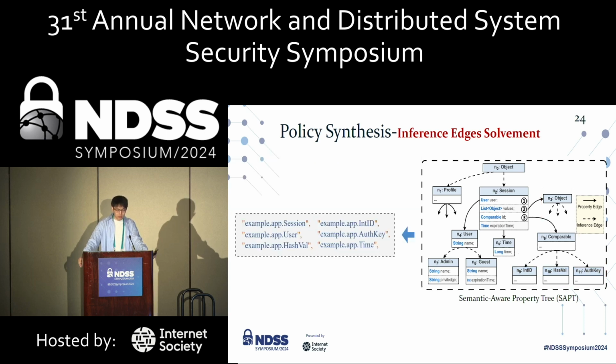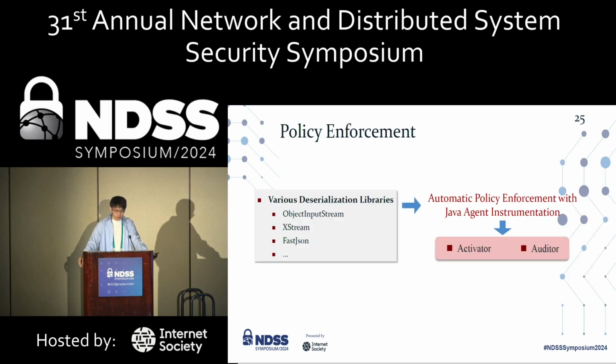After establishing both property and inheritance edges for all nodes on SEPT, DeseriGuard completes the construction of SEPT. Then we can create the allowlist by including all classes on SEPT. With the policies, DeseriGuard then automatically enforces them on different deserialization libraries. Specifically, by using a Java agent, DeseriGuard performs runtime instrumentation to insert activators and auditors into the application's bytecode.